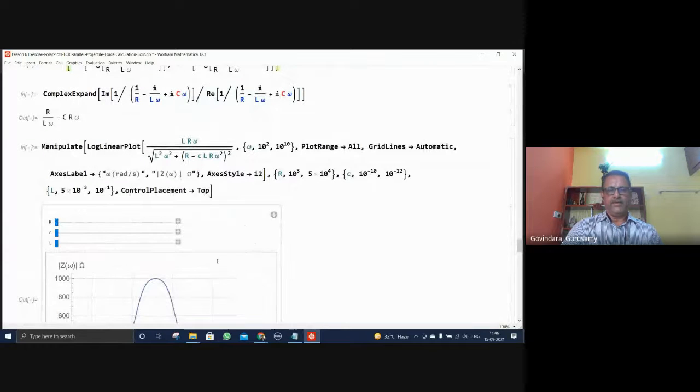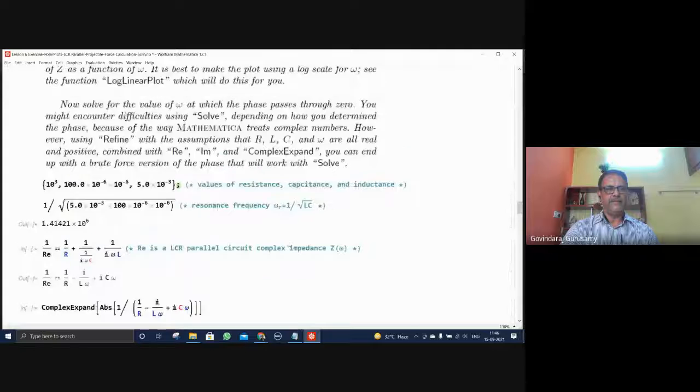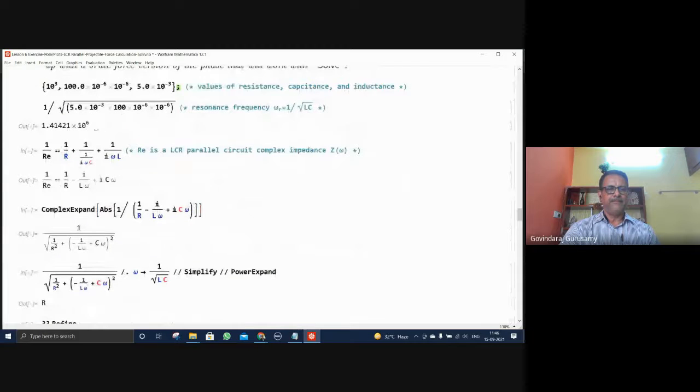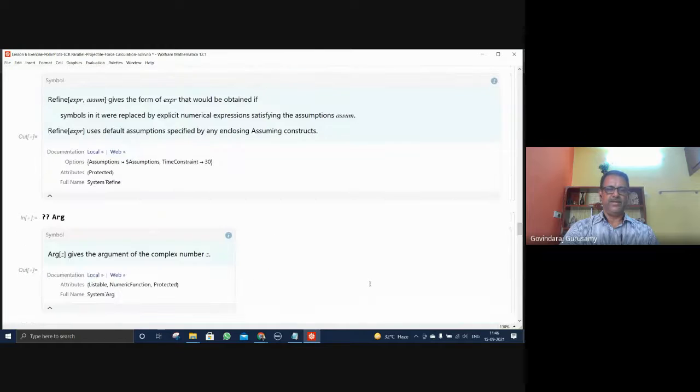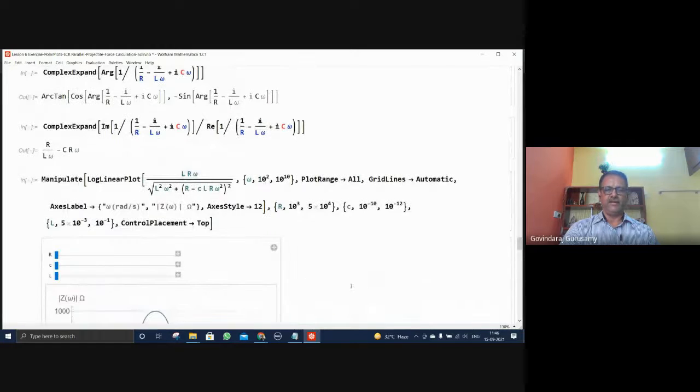Okay, I'm going to plot the magnitude for a given parameter. For the first R value 10 power 3, C is 10 power 10, that's also given. And I have L, which is 5 millihenry. Okay, so we have found the omega resonant point is 1.41421 into 10 power 6. That should be observed first if everything goes well.